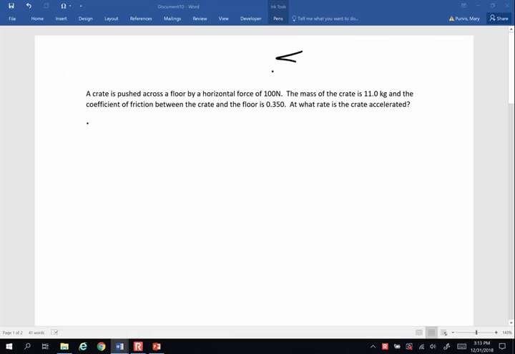All right, folks, this is going to be an example problem about summing the forces on an object and using F equals ma. Here goes. A crate is pushed across the floor by a horizontal force of 100 newtons. The mass of the crate is 11 kilograms, and the coefficient of friction between the crate and the floor is 0.350. At what rate is the crate accelerated?